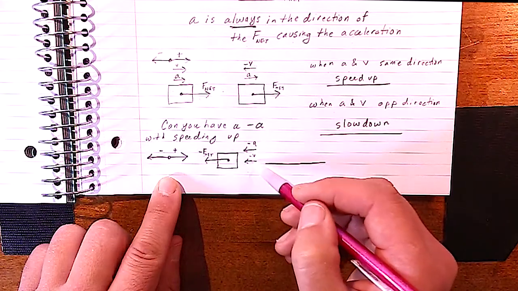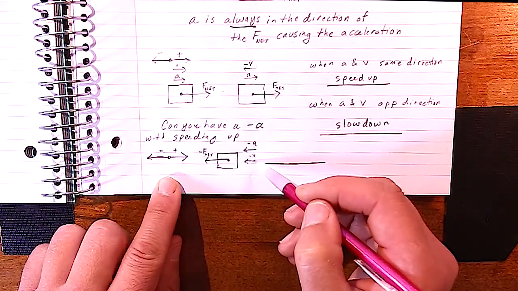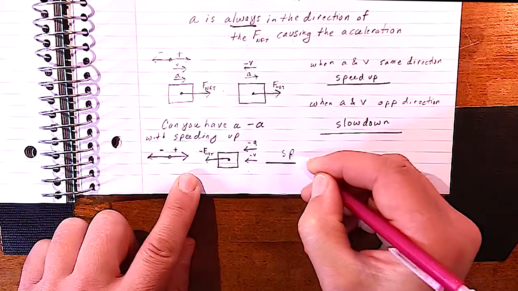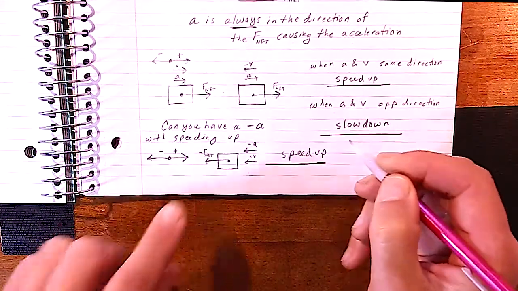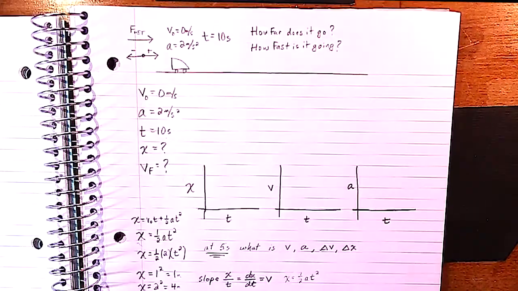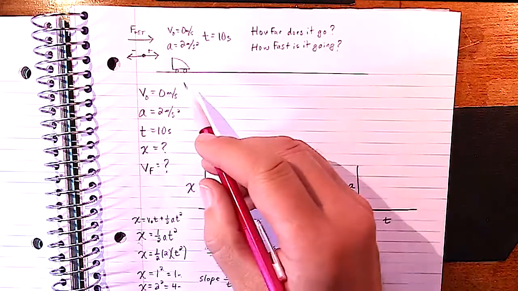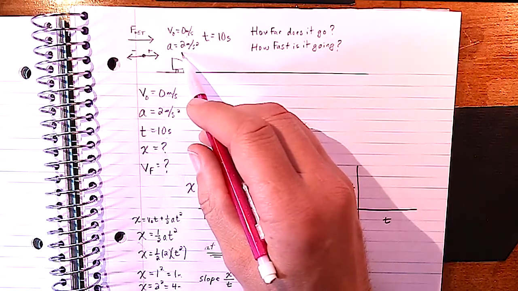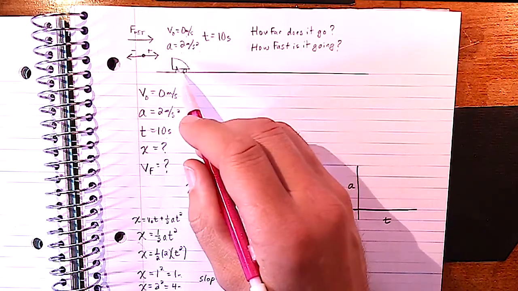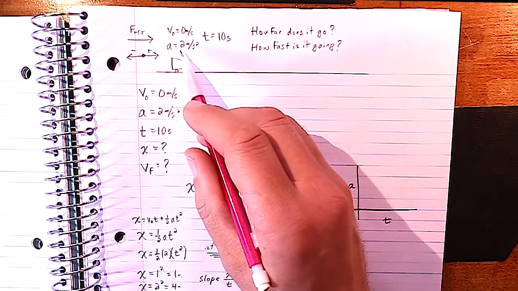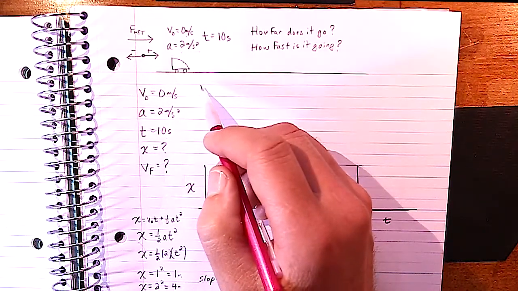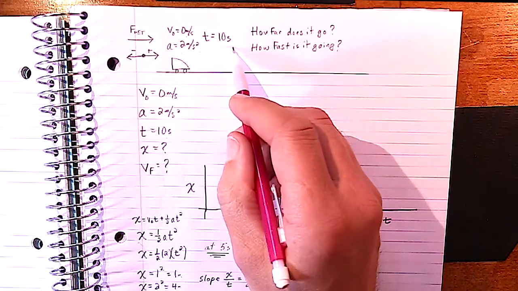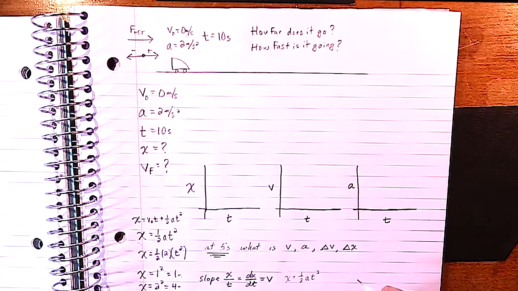These are both negative, the acceleration and velocity are in the same direction, so the object will speed up. Let's put some numbers in so we can see more closely what's happening. Let's say we have a car that starts at rest, and it accelerates at 2 meters per second squared. What that means is every second it will go 2 meters per second faster. And it does this for 10 seconds. How far does it go?